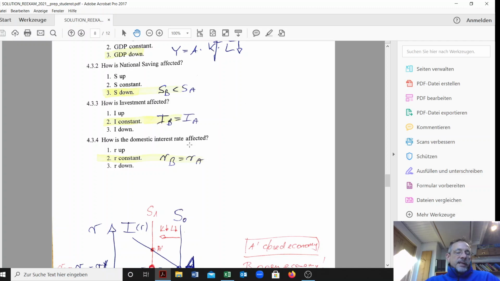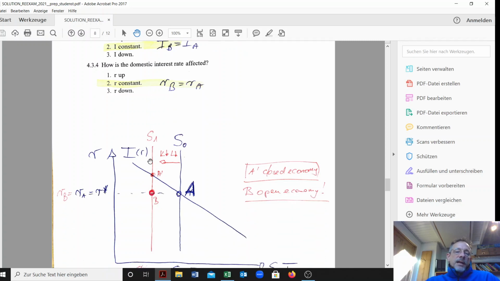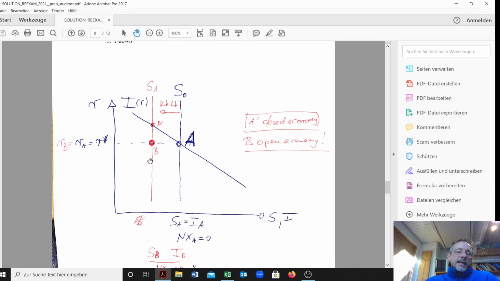What about the domestic interest rate? The domestic interest rate is not affected. RB is equal to RA. R is constant because the foreign interest rate R star determines the domestic interest rate level in A and B.